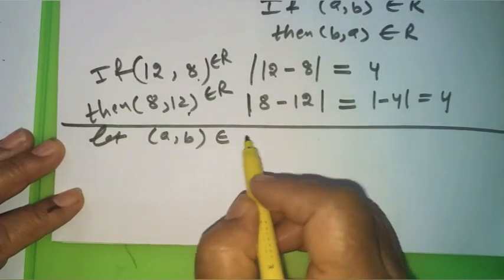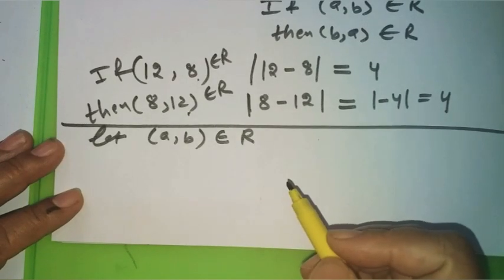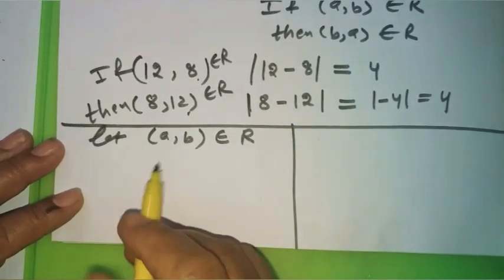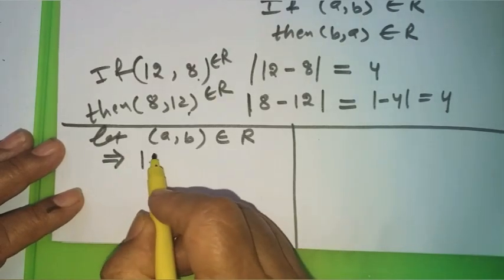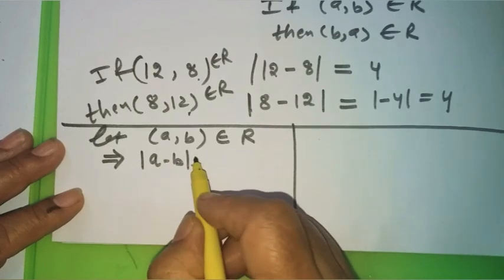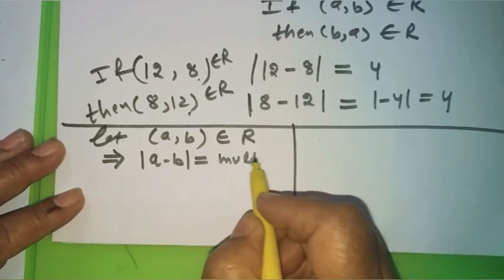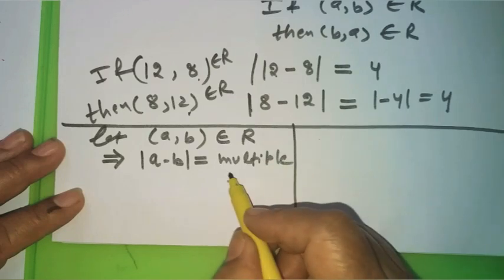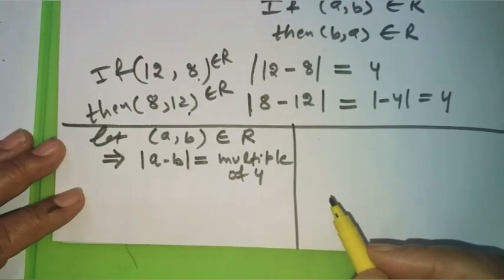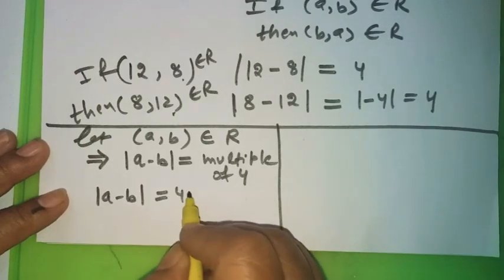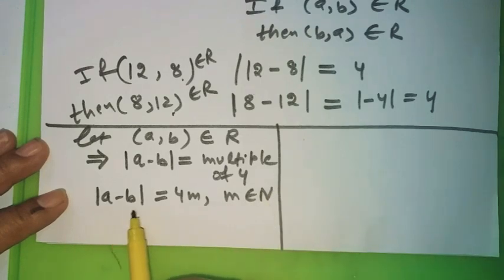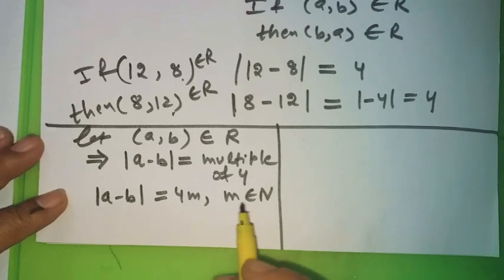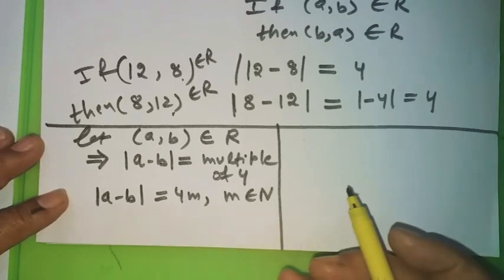Let the ordered pair AB belong to the relation R. If AB belongs to R, then it has to satisfy the condition that modulus of A minus B is equal to a multiple of 4, that is 4m, where m is any natural number. If this number is a multiple of 4, then it is equal to 4 times some natural number. m can be 1, 2, 3, and so on.